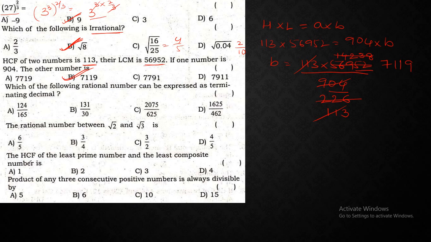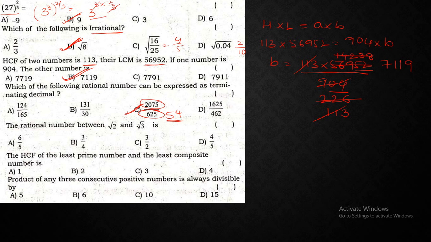7119. Which of the following rational numbers can be expressed as a terminating decimal? So terminating decimal means, clearly here 625. 625 means 5 power 4. So if I further cancel one 5 with the numerator, then also I am going to have 5 cube here. So clearly it is a terminating decimal.